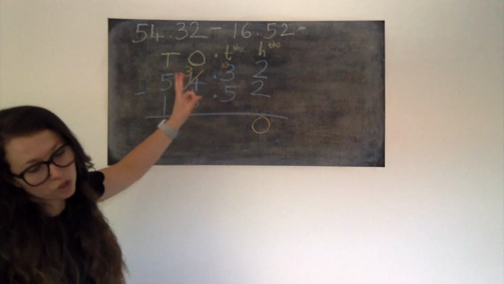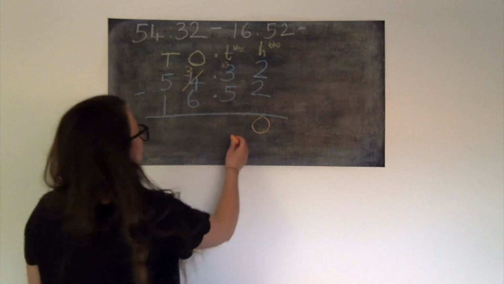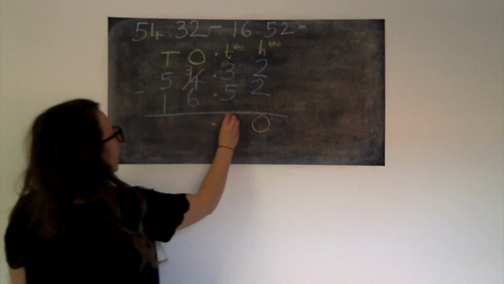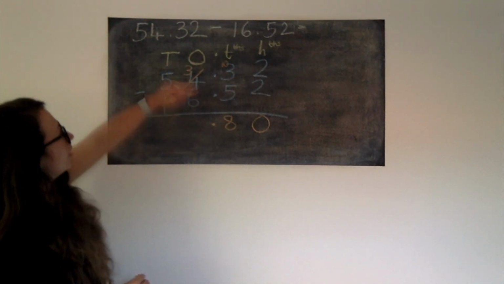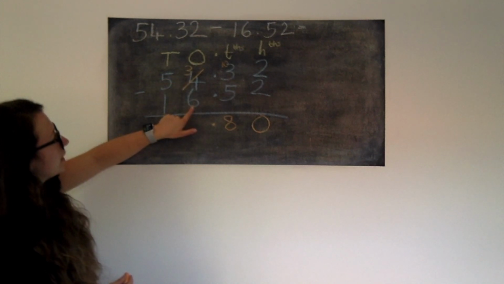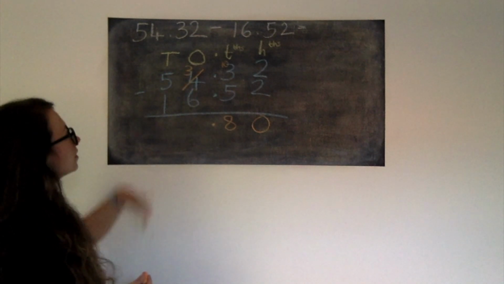Okay, so we've done that exchanging process. So I'm left with 8 tenths there. Okay, now let's move on to our ones or our units. I've got 3 ones, take away 6 ones. Again, I can't do this, I haven't got enough.